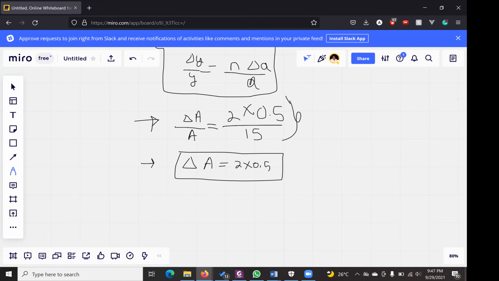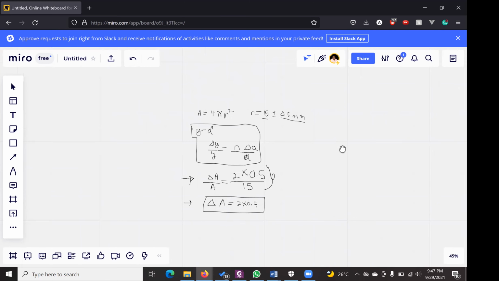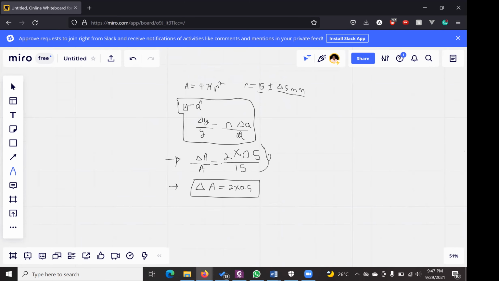Antonio, sorry. You think you can zoom out, please? All right. The fractional error is 0.066. The percentage error is 6.66.